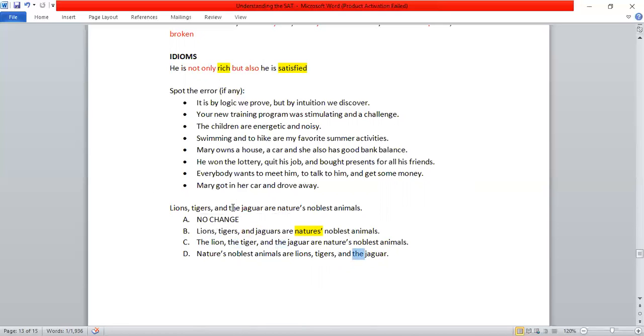So when you read the original sentence and you don't find anything wrong because it looks correct, start comparing. And when you compare, you will find out that, all right, because I'm reading word by word, this is where the error is. Okay. And usually parallel structure questions are this easy.